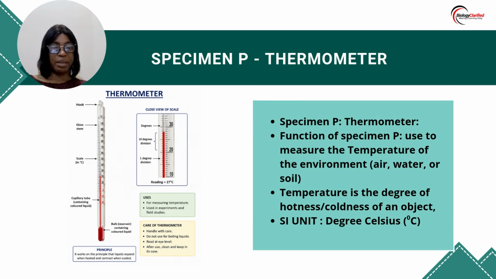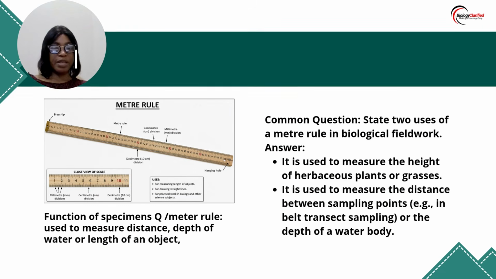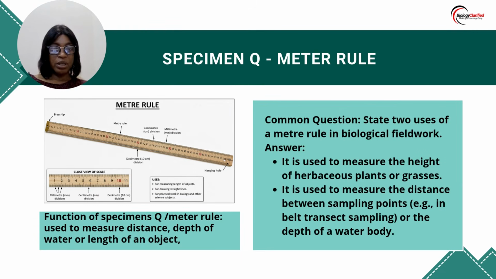So specimen P, the thermometer, is used to measure the temperature of the environment: air, water, or soil. Temperature is the degree of hotness or coldness of an object, and the SI unit is degree Celsius. Specimen Q is the meter rule. It's used to measure distance, depth of water, length of an object, or of a habitat.